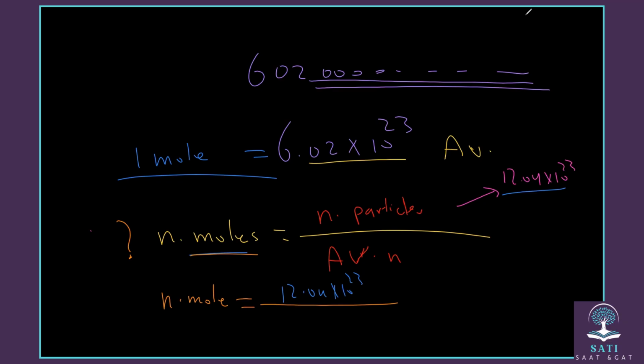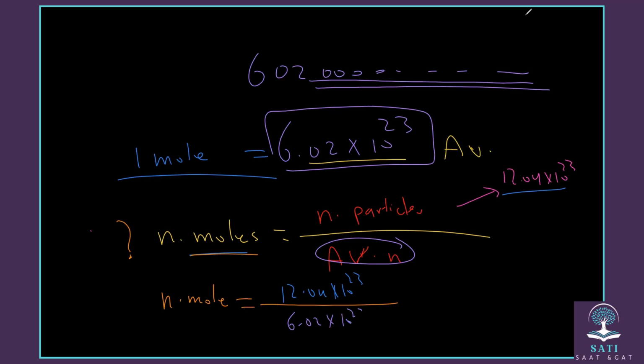By Avogadro's number, and this Avogadro's number, you need to memorize it. You need to memorize what Avogadro's number is, which is this number. You see it? It is 6.02 times 10 to the power of 23. So I divide them by this number, 6.02 times 10 to the power of 23. As you see in math, this 10 to the power of 23 will cancel with this 10 to the power of 23. What is left now is 12.04 over 6.02.